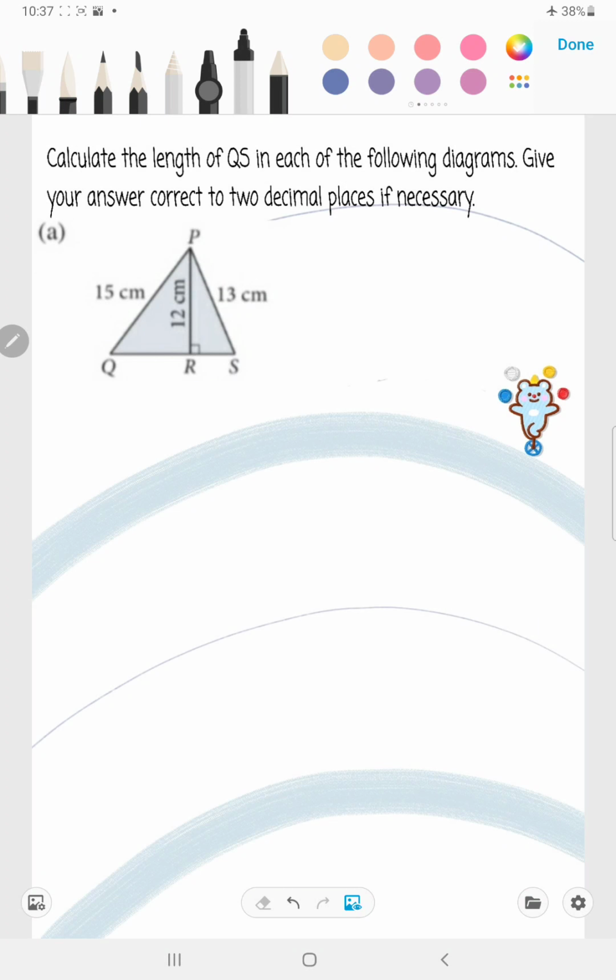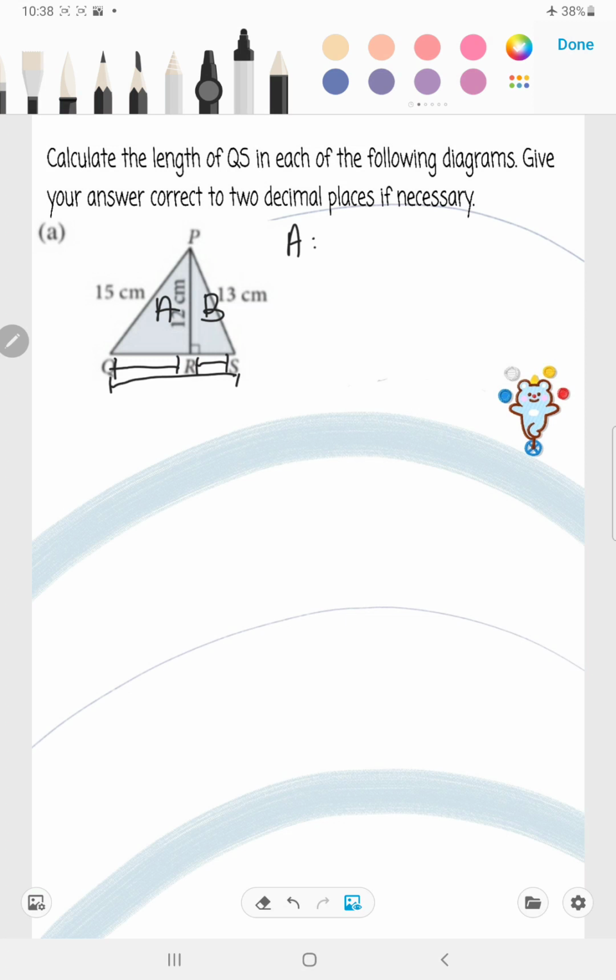Next, let's look at the next question. Calculate the length of QS in the diagram. Give your answer correct to 2 decimal places if necessary. In order to find QS, we have to find the length of QR and RS. Then QR and RS you add together, then you will find QS. So let's separate the diagram into A and B.